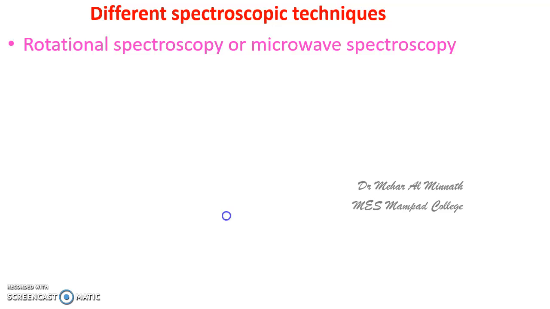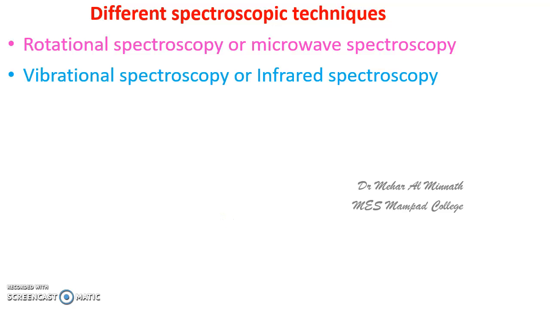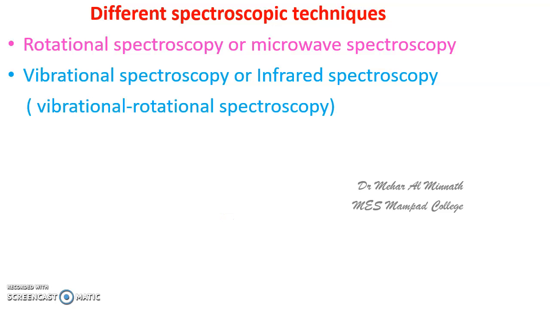Another spectroscopy is vibrational spectroscopy or infrared spectroscopy, and sometimes it is also called vibrational rotational spectroscopy. Now, as the name suggests, we use radiation in the infrared range to irradiate the sample, and the transition will be happening between the vibrational energy levels of the molecule. And one more thing you must know is that the mode of vibration is accompanied by a change in the dipole moment of a molecule.